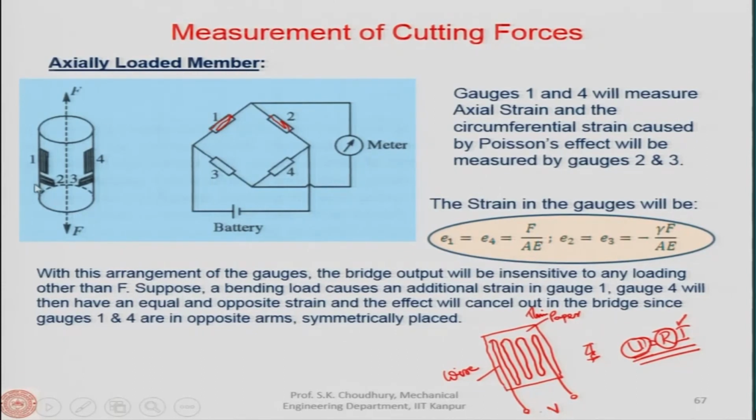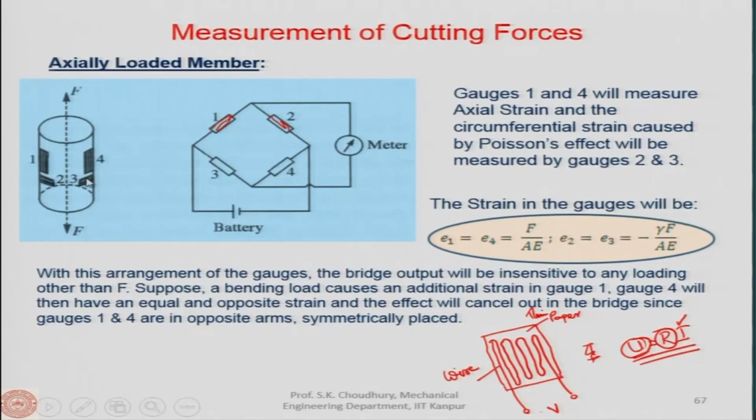So, as a result, they will nullify. Symmetrically placed gauges 1 and 4 will have equal and opposite strain. Suppose a bending load causes an additional strain here, then gauge 4 will have an equal and opposite strain, and the effect will cancel out. Therefore, whatever gauges 1 and 4 are showing is only because of the axial force acting, since they are diametrically opposite, and that is why they are put opposite to each other.